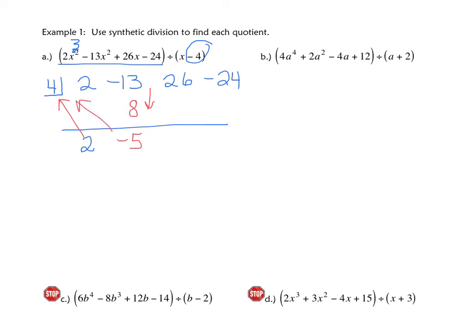Take that, multiply by the 4. Negative 5 times 4 is negative 20. Going down, we add, so you get 6. Diagonally, we multiply.